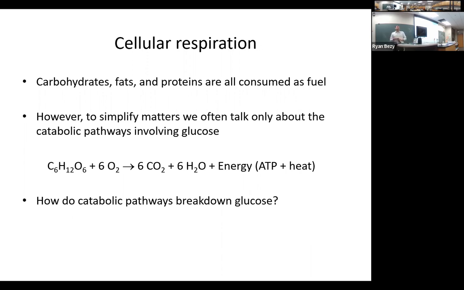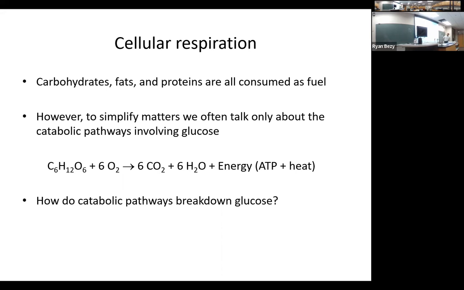So the overall summary equation of cellular respiration is C6H12O6, glucose, plus 6 molecules of oxygen gas, so 6O2. These are going to be your substrates or reactants. They are going to go through a chemical reaction that is going to give rise to the products of 6 carbon dioxide molecules, 6 CO2, 6 water molecules, and then energy is going to get released from this.